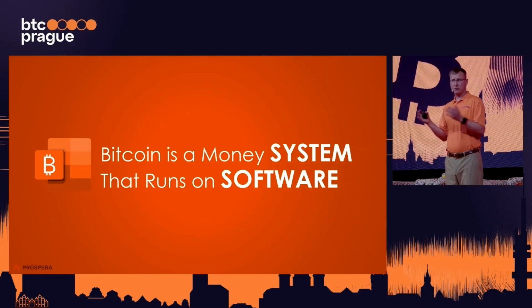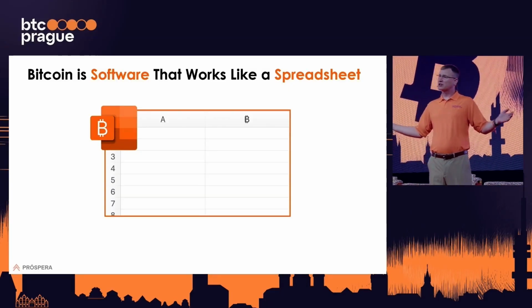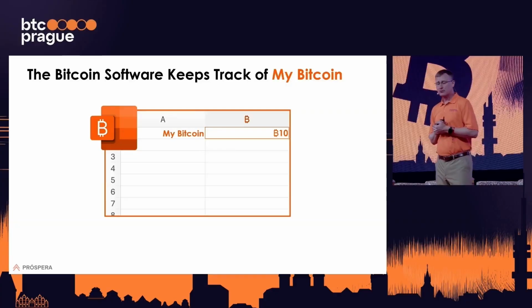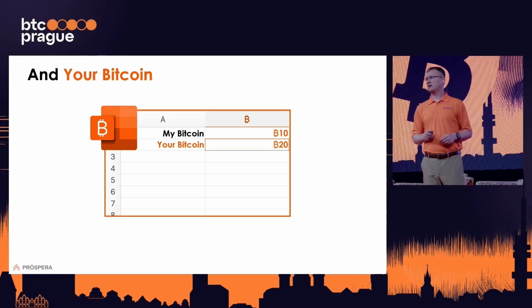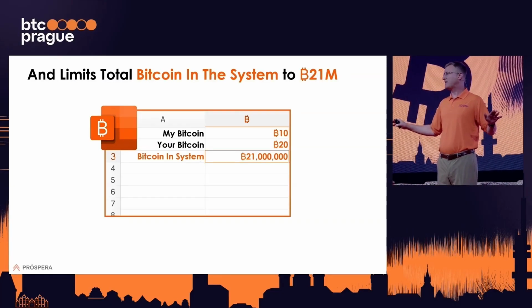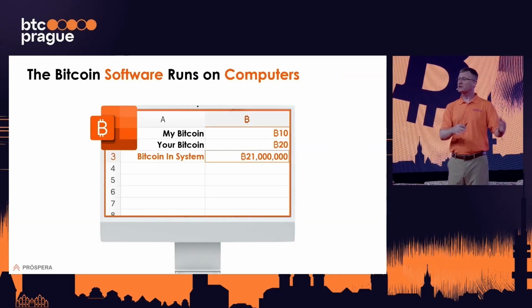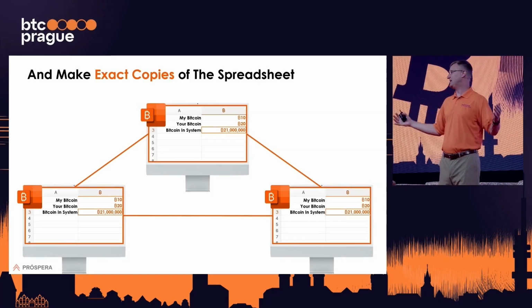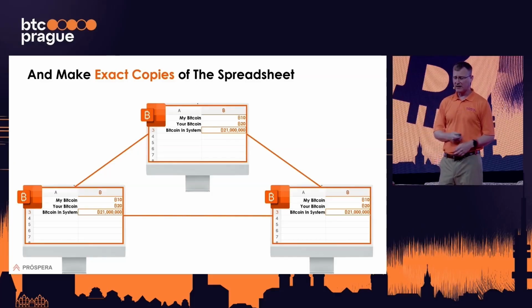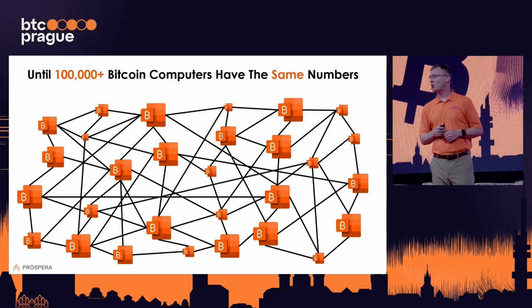Bitcoin is a money system, what we call a monetary system, that runs on software. And Bitcoin is software that works like a spreadsheet. And that spreadsheet manages my Bitcoin, it manages your Bitcoin, and most importantly, it makes sure that the total amount of Bitcoin in the system does not exceed 21 million. That Bitcoin software runs on computers, those computers connect to each other, and make exact copies of who owns how much Bitcoin until there are more than 100,000 Bitcoin computers worldwide, all with the same numbers. Those are called Bitcoin nodes.